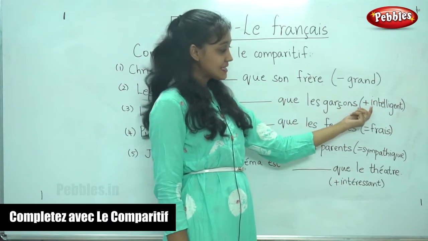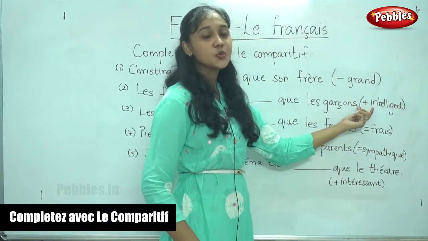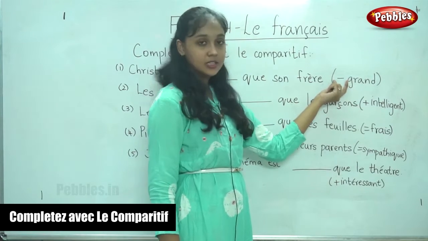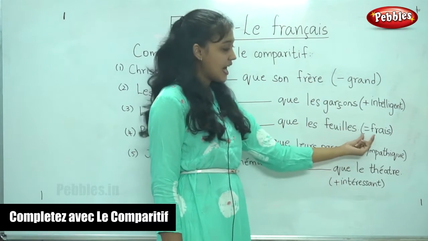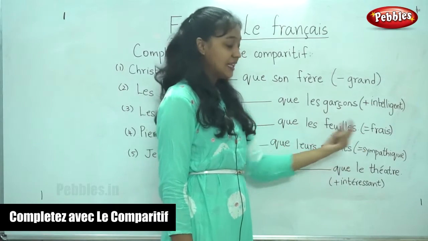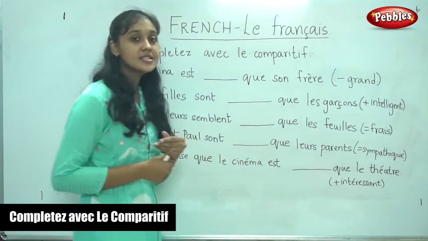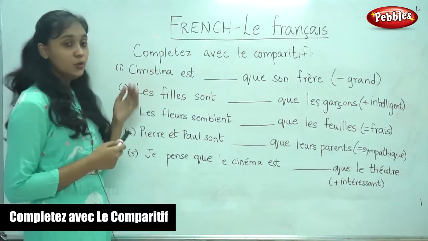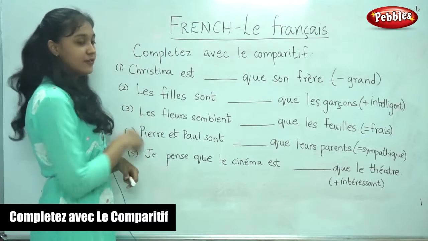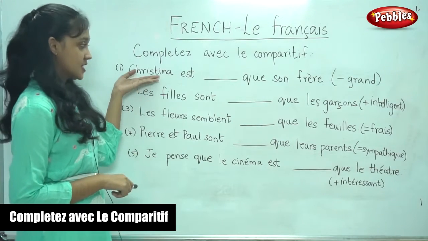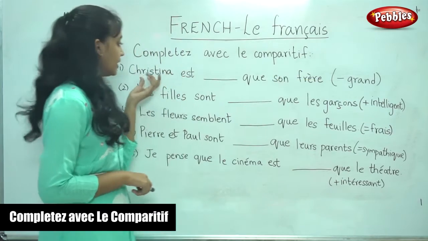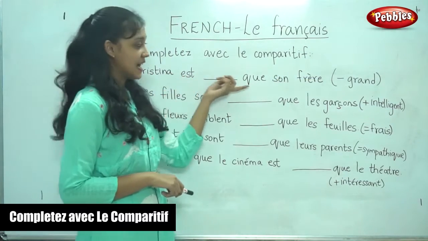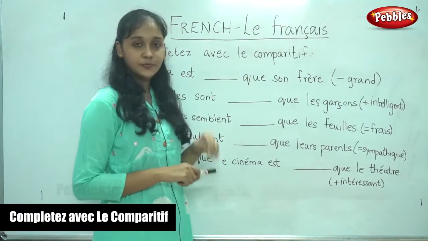Okay? The plus sign indicates superiority. The minus sign indicates inferiority. And the equal to sign indicates equality. Now, let us begin. Our first sentence is Christina est dash que son frère. Christina is dash her brother.